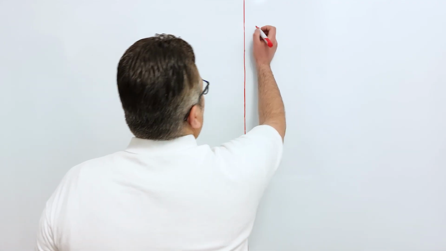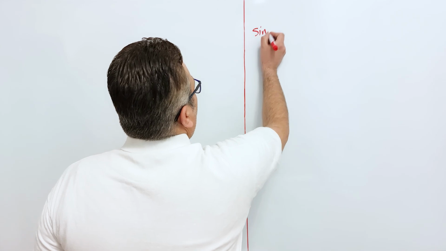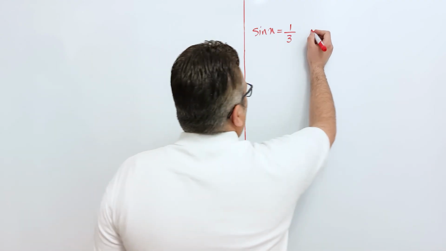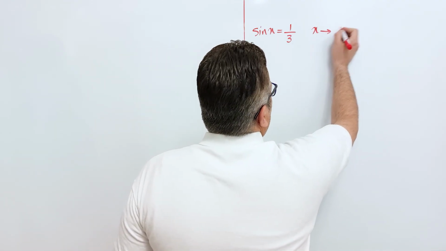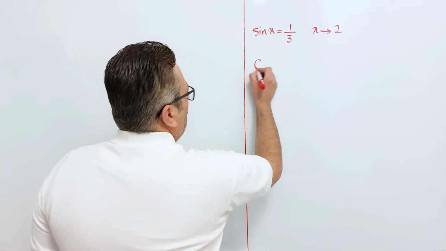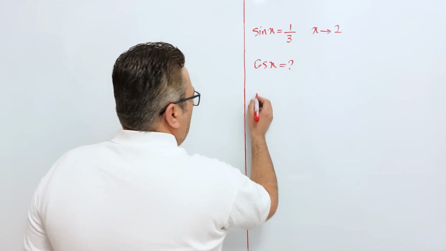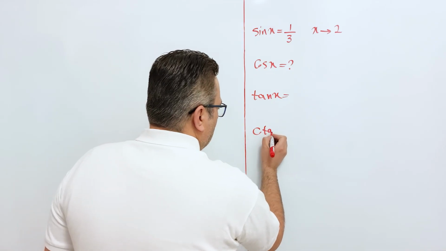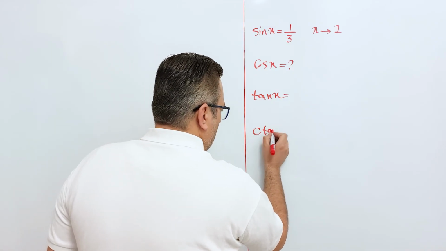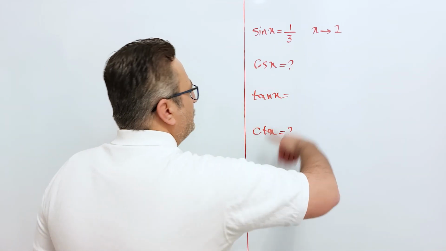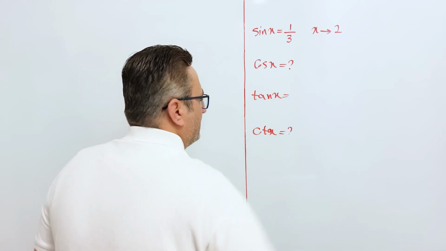Let me give you an example. For example, sine x is equal to 1 over 3 and x is in the second quadrant. So what is the value of cosine x, tangent x and cotangent x? First, I'll solve this problem using the formula-based method.